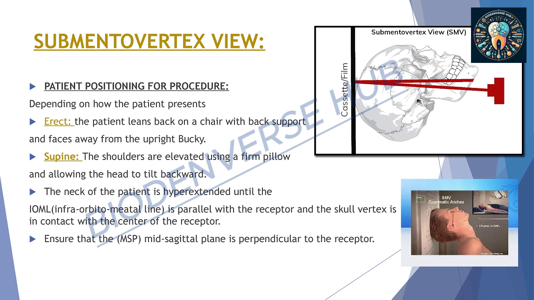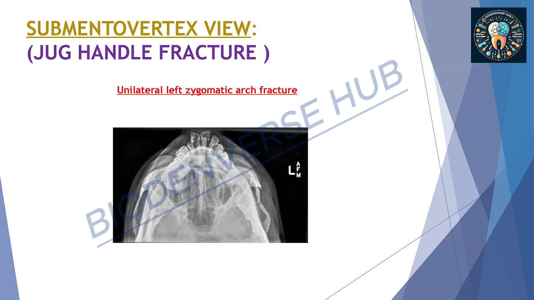Now we will be discussing some views of the submental vertex view. We can see in the radiograph as well, it's clearly obvious that on the left side there is a unilateral left zygomatic arch fracture, also known as the jug handle fracture.